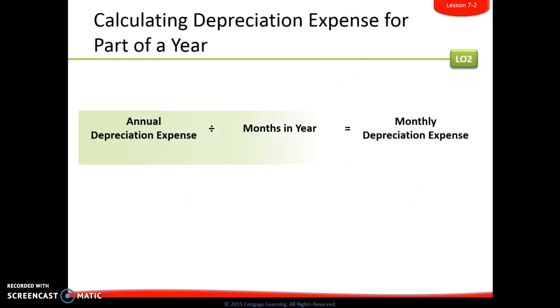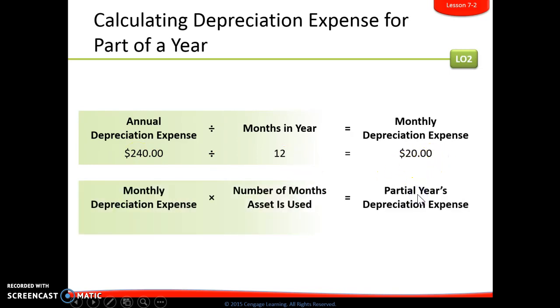Now sometimes we might have to figure out for part of a year. So here we see annual depreciation is $240. And to figure out how much it depreciates each month, we're going to divide that by 12. This tells us that it depreciates $20 a month. Now, if we have that $20 a month, and let's say we've only used it for 5 months out of that 1 year, so we'll take $20 times 5 months. That means that partial year's depreciation is $100. We want to make sure that we only depreciate it for $100 instead of that full $240.